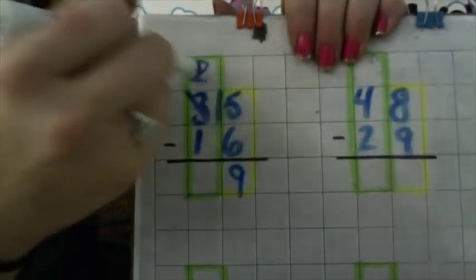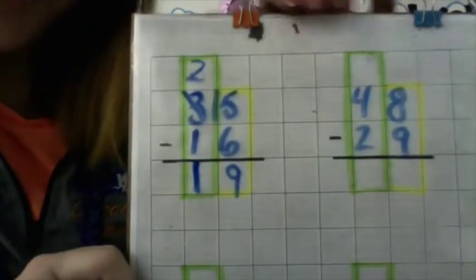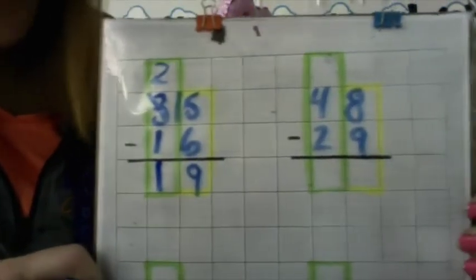Now we go to our tens. 2 take away 1 equals 1. So our answer was 19. How'd you do? Fix it if you need to.